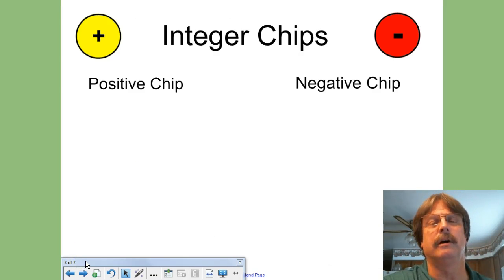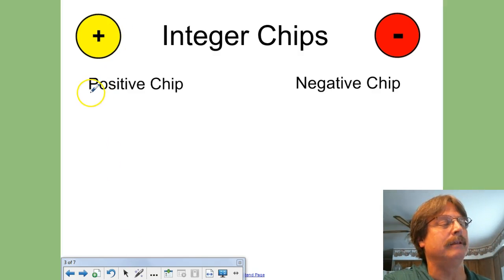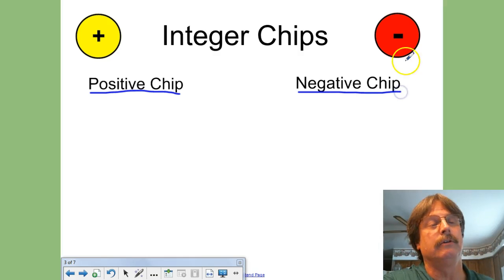Now that you've answered that question, we have to follow math practice number 5, using appropriate tools strategically, where we model what we're doing. One of the ways that we do that is with integer chips. We have the positive chip, shown in yellow with a positive sign, and the negative chip, shown in red with the negative sign.